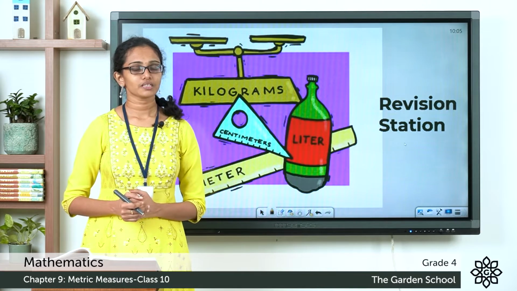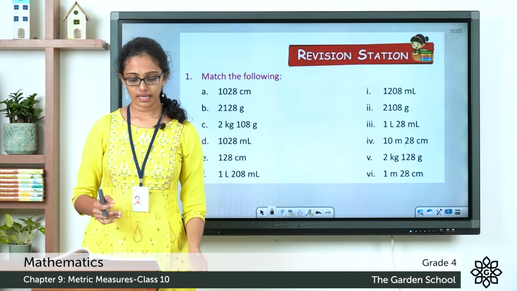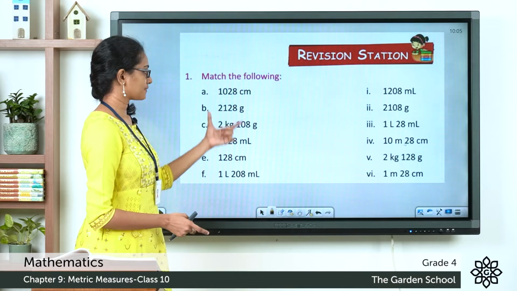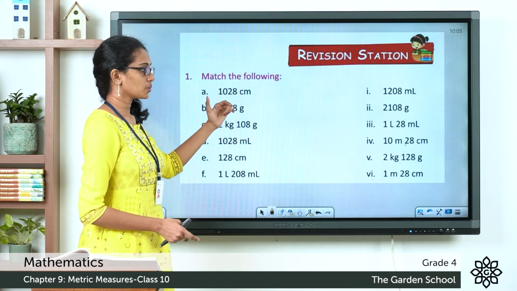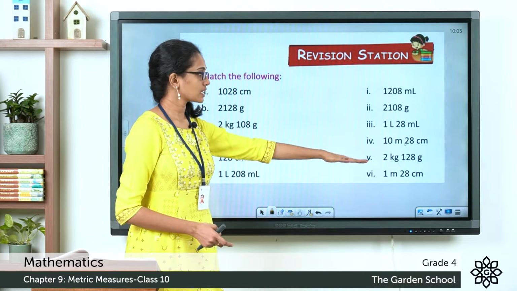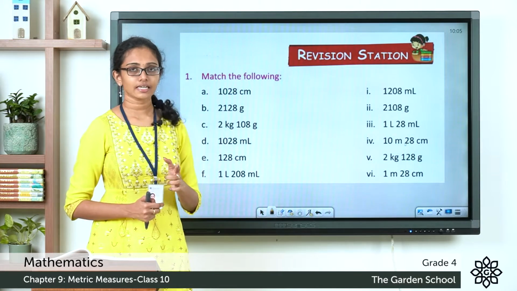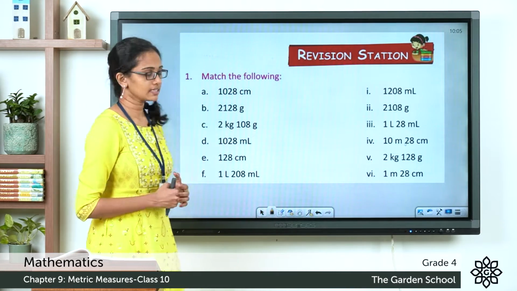Now let's move on to the first question. Question number 1. Match the following. You can see a set of 6 questions in the left side column. You have to match them with the equivalent units of measurements in the column on the right side. So you do this as an activity. As an example, we'll do one in the class.